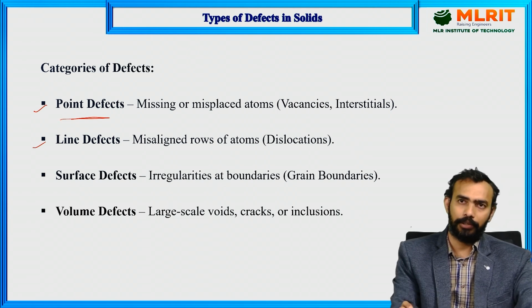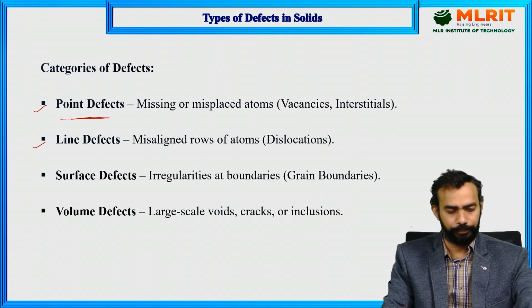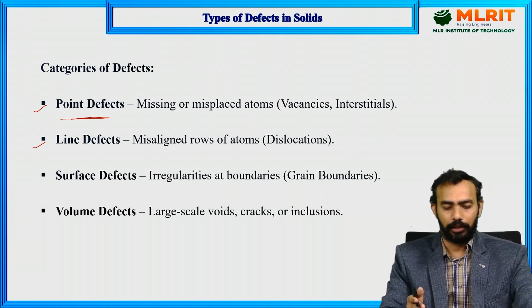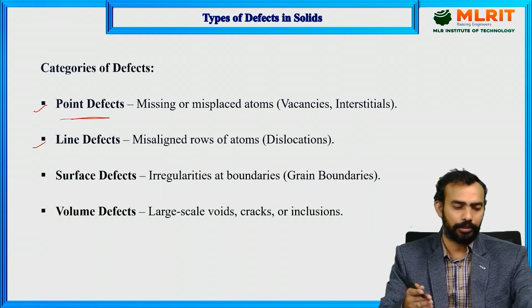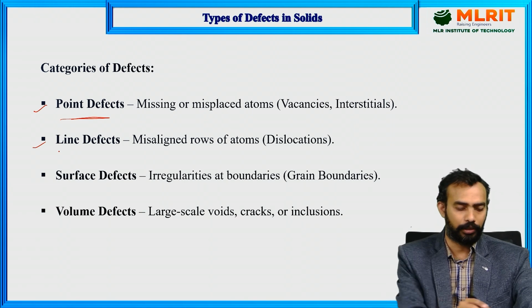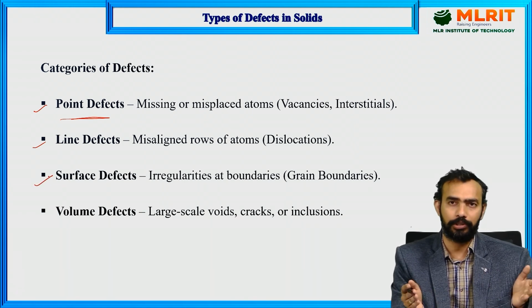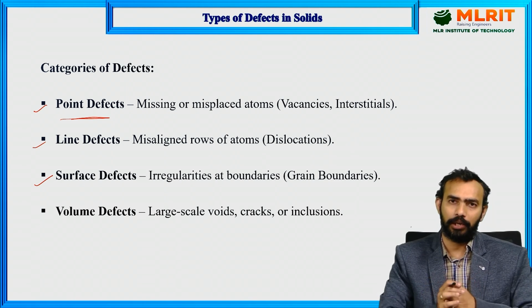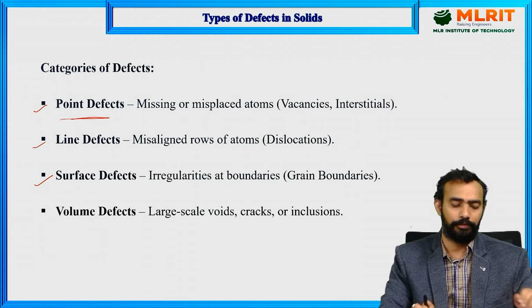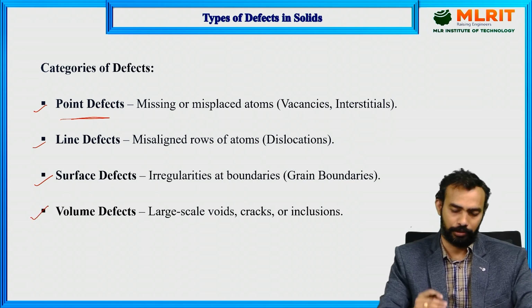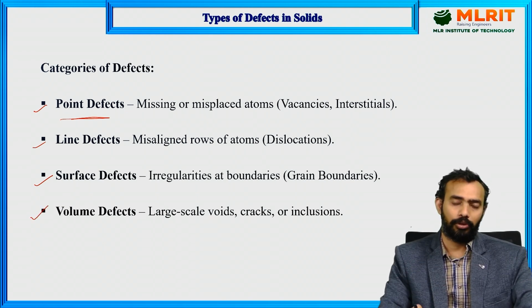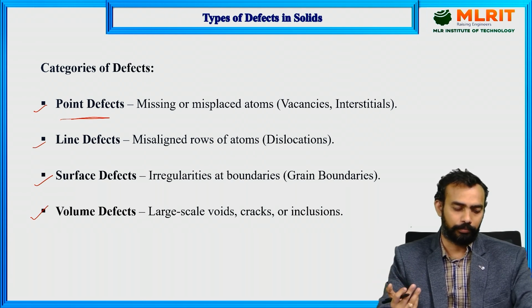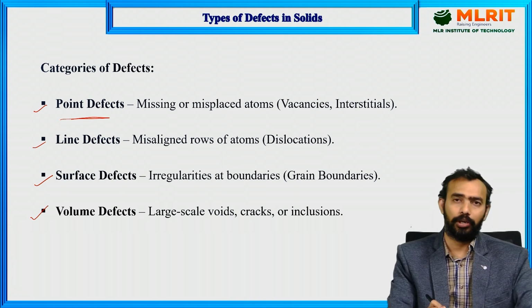Then there are line defects, defects identified along a particular line. If you see a misalignment of the atoms in the structure along a line, we call it a line defect. Then surface defects are 2-dimensional defects, where deviation in the atomic arrangement can be noticed in both directions. And at the volume level, in all 3 dimensions, x, y and z, if you observe misarrangement of atoms, we call those volume defects.